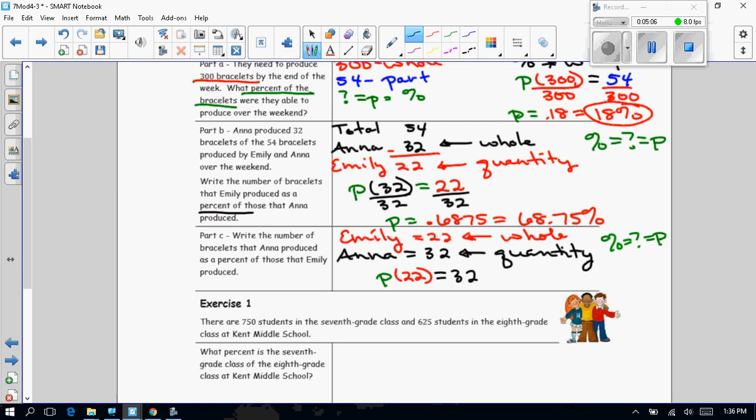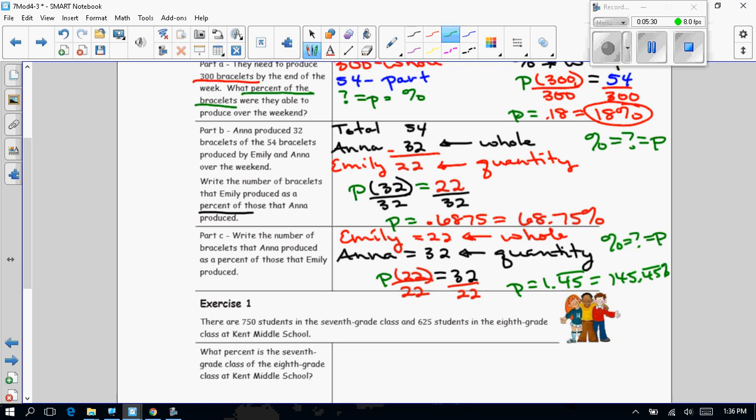All right, so if I divide everything by 22, the percent is equal to 1.454545 repeating, or 145.4545 repeating percent. Makes sense. Anna made more. It's going to have to be more than 100%.